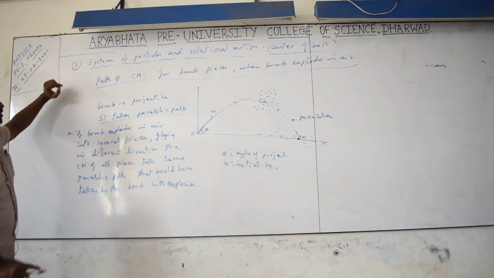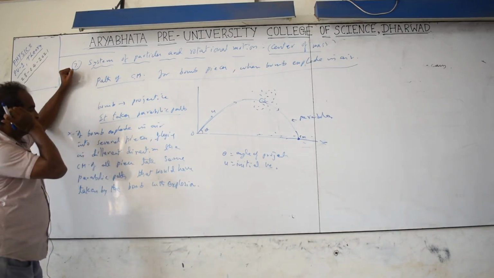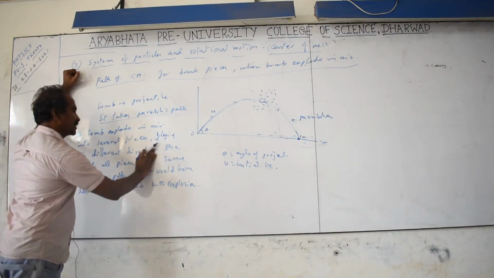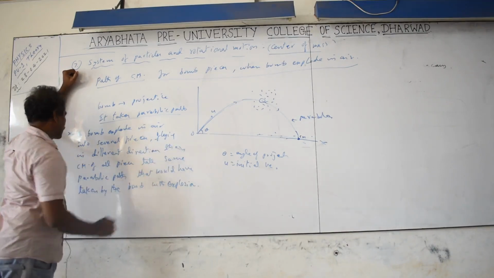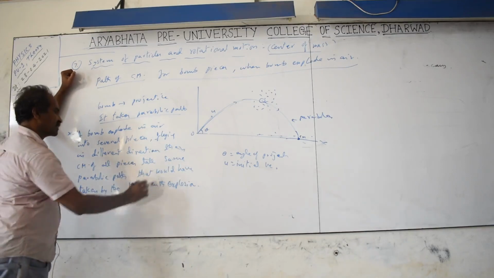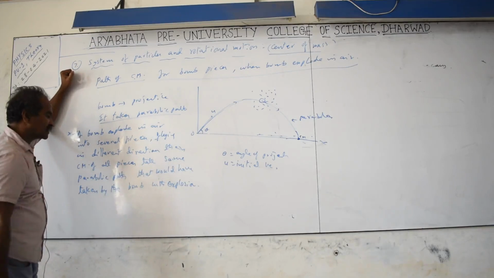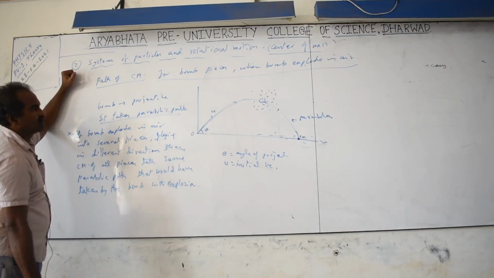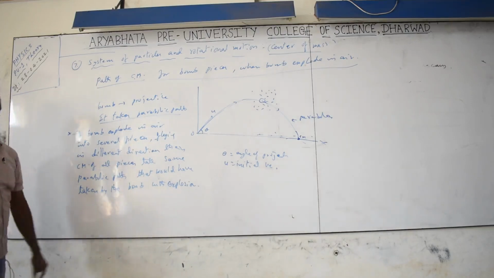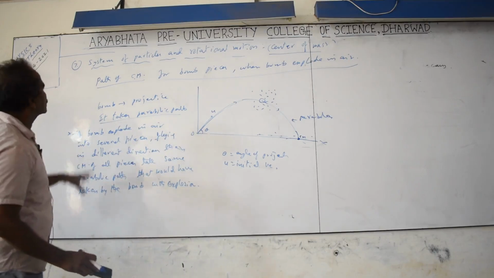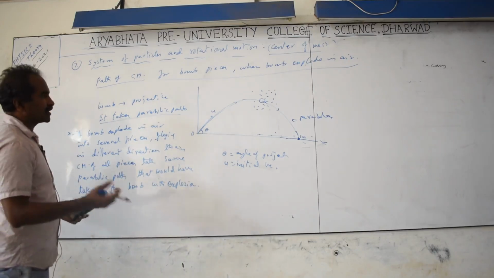If a bomb explodes in air into several pieces flying in different directions, then the center of mass of all pieces takes the same parabolic path that would have been taken by the bomb without explosion. Okay, this point diagram is not of much importance, but if you draw it, it is fine. There will be an explanation, maybe asked as a 3 marks question, or it may be a 1 mark question also.